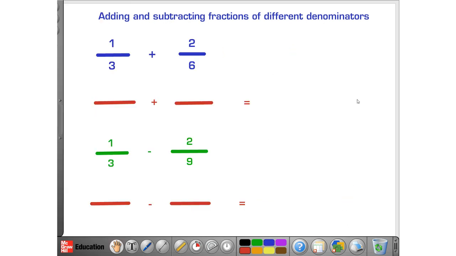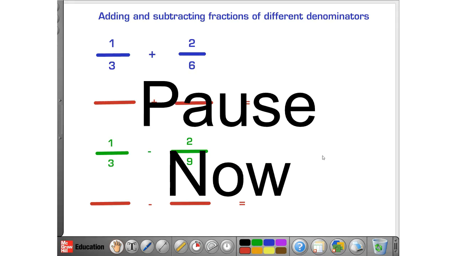There's a couple of questions here for you to have a go at. So you've got an addition here, 1/3 plus 2/6, and there's space there while I show you the answer. And there's 1/3 take away 2/9. So you'll need to convert these thirds into an equivalent fraction that has the denominator for each one at the bottom. If you pause the video now, I'll reveal the answers in just a moment when you start it again.